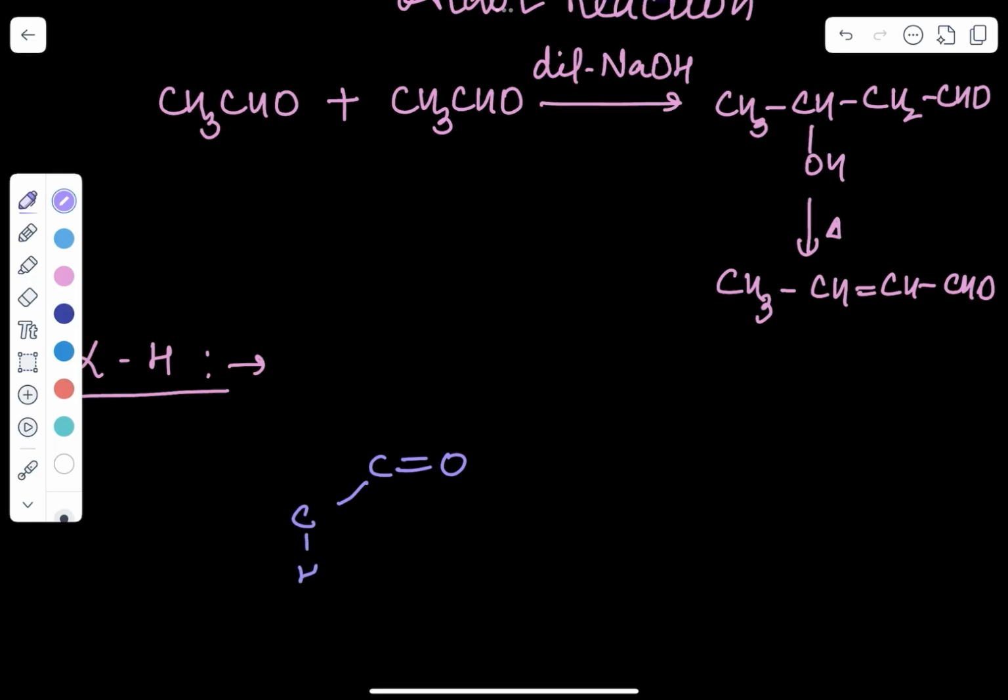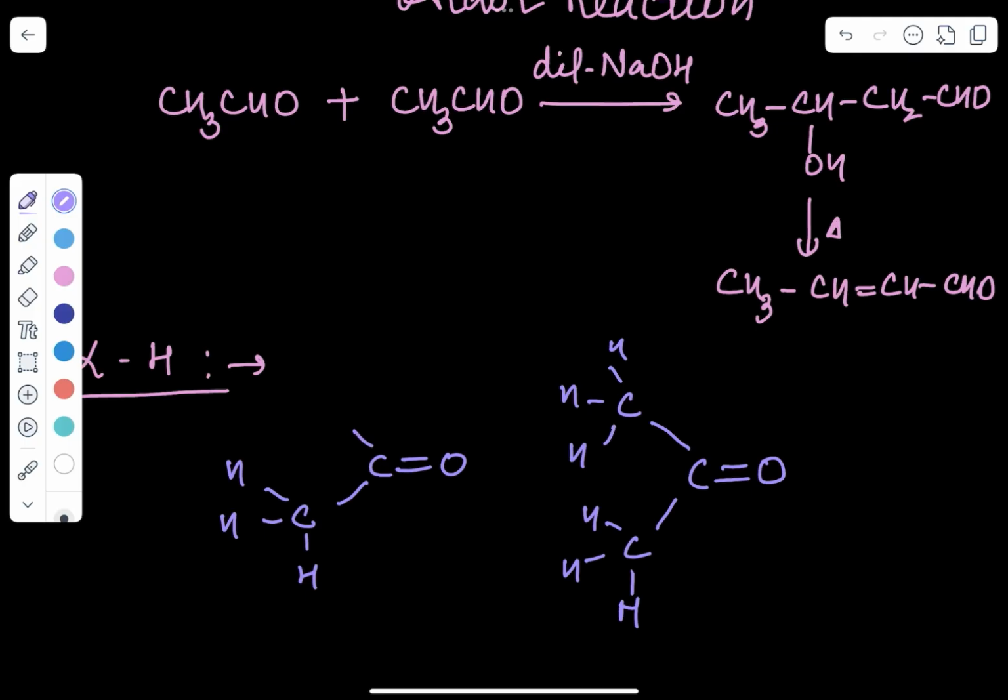So what is alpha hydrogen? We need to understand. Alpha hydrogen is the hydrogen which is connected to the first carbon of the carbonyl group, right? For example, here I have written these two cases and you can see that the number of alpha hydrogens in these compounds are 3 and 6 respectively.